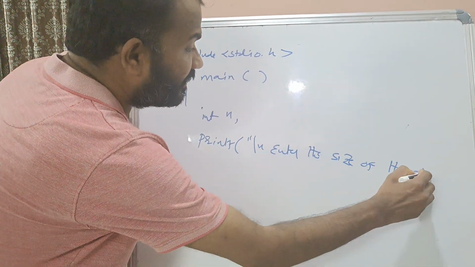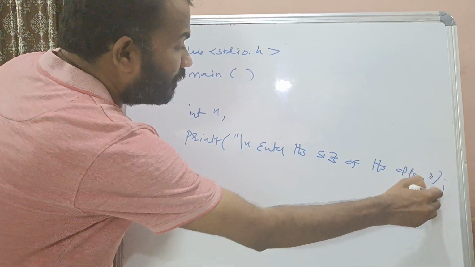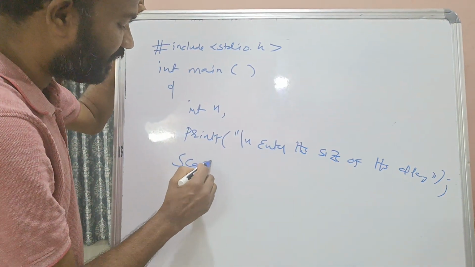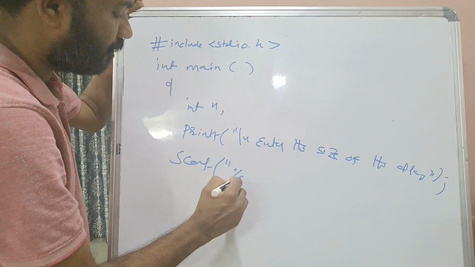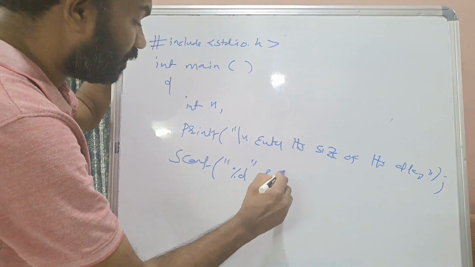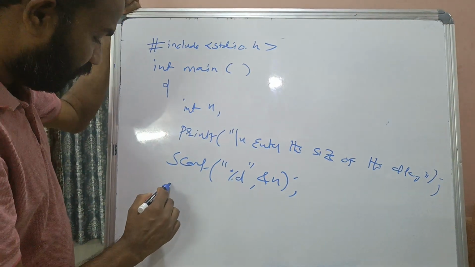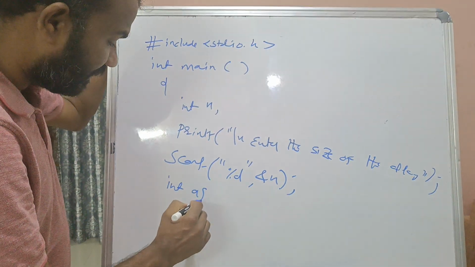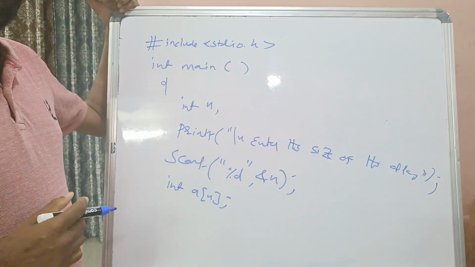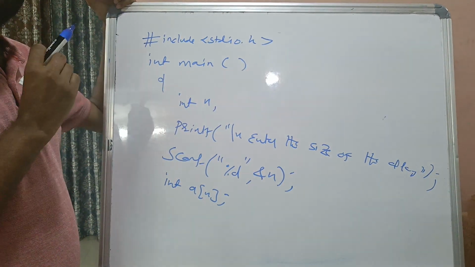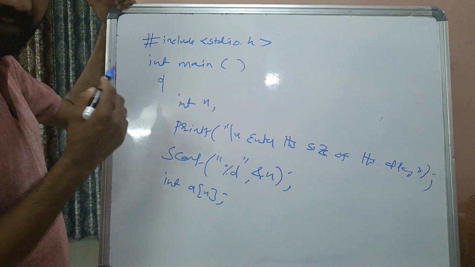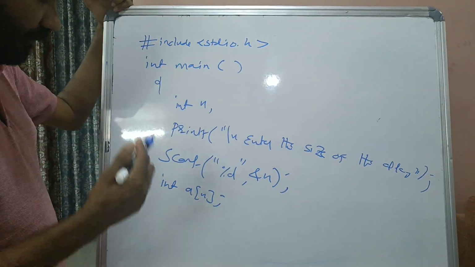Why are we taking the size of the array at the time of execution? Because it does not waste the memory. So first we enter the size of the array. Now finally we need to declare the array, a of n. So the first step is completed.